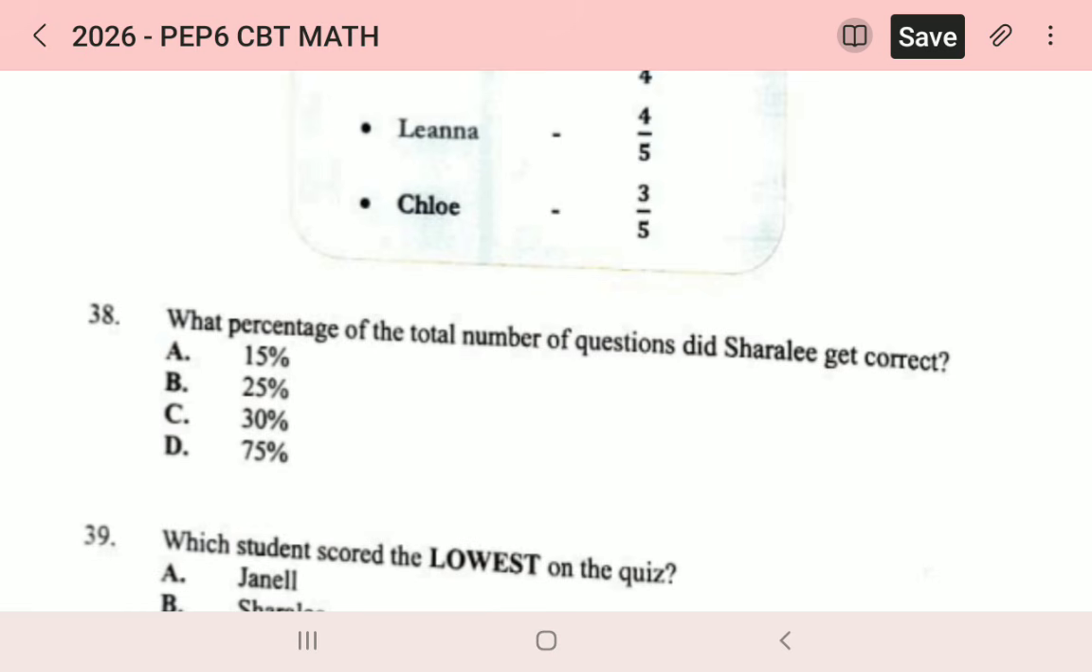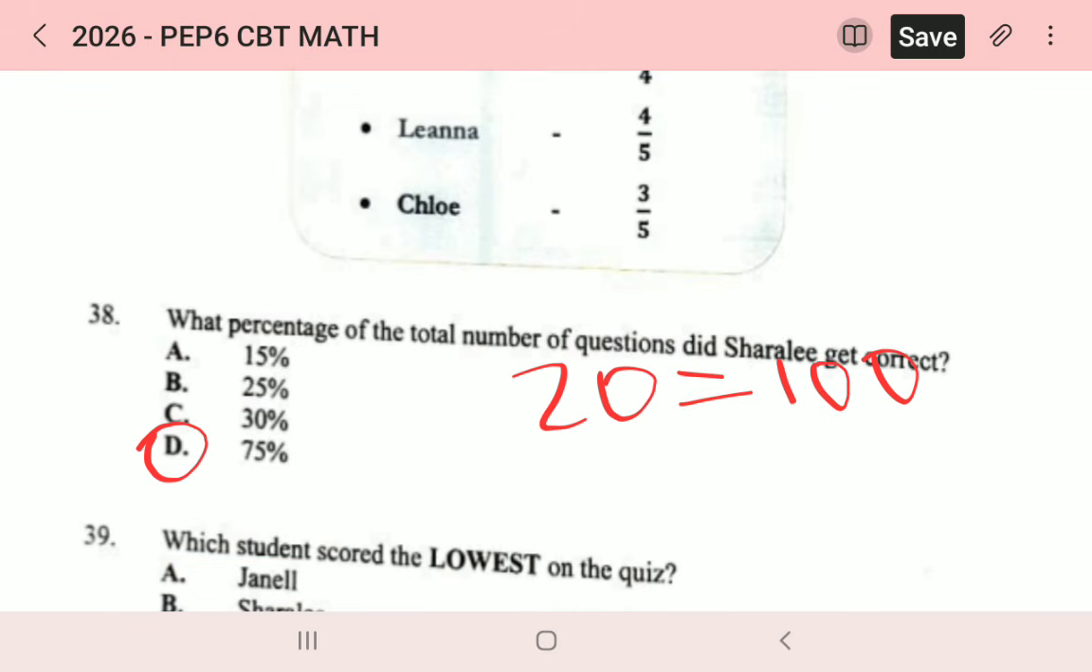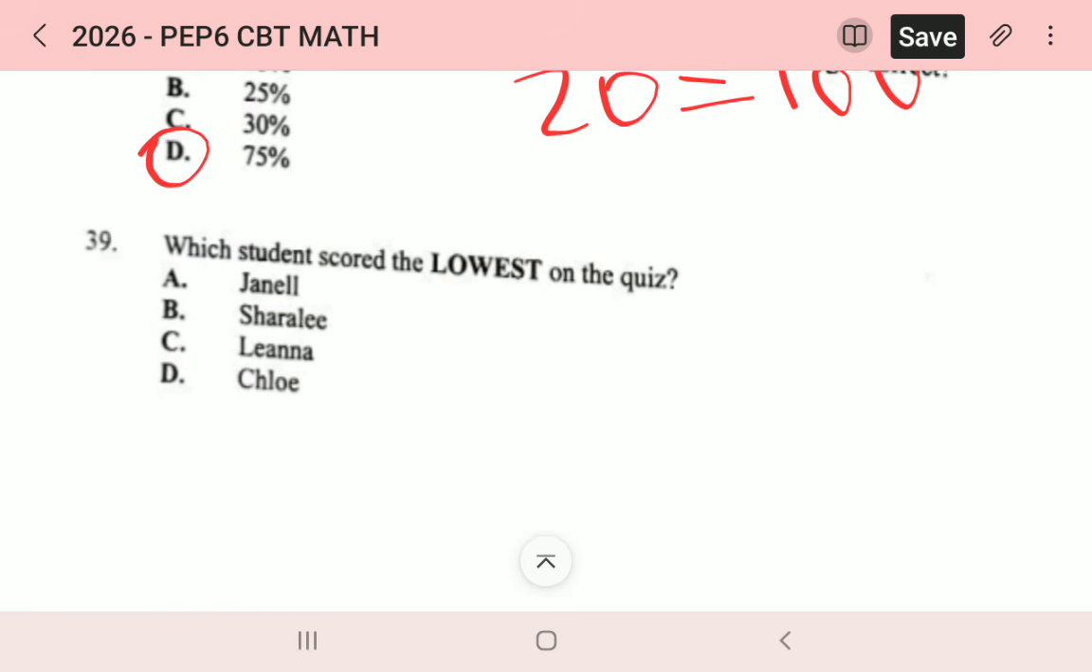Then what did she get? 75. 3/4 of 100, because the 20 items would be 100%, and if she got 3/4 of that, 3/4 of 100 is 75. All right, 50 would be a half, 25 would be a quarter. You add 25 to 50, you get 75. That's 3/4.